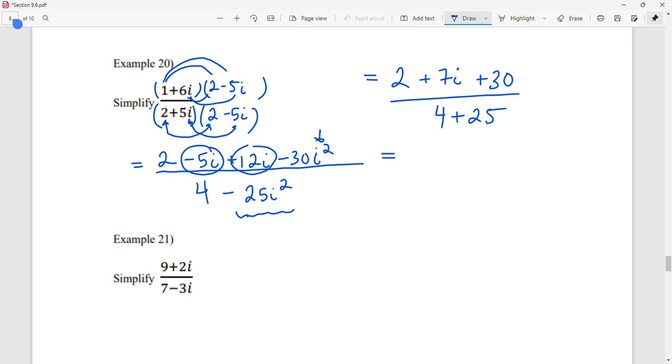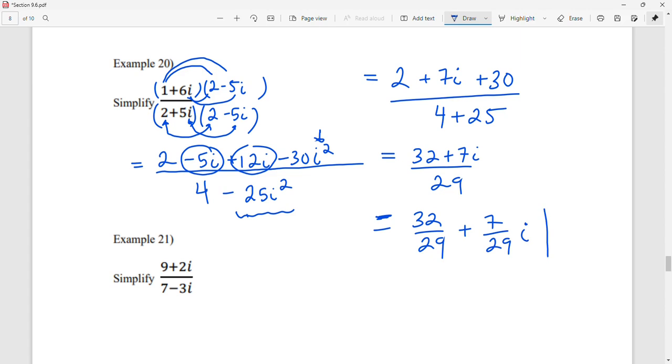Let's simplify the top. We have 32 plus 7i divided by 29. Now this is a good answer, but you could also simplify it in that a plus bi form. Let's rewrite this as 32 over 29 plus 7 over 29i. Sometimes in your homework they want it in this form, a plus bi form. So just take one extra step and write it in the correct form.